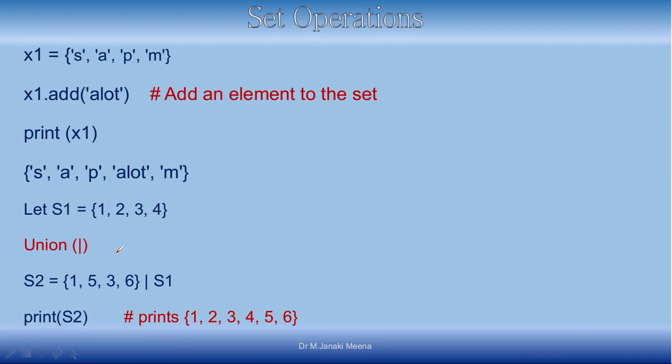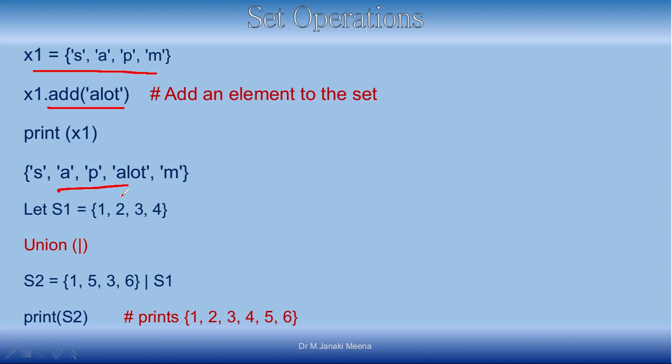The first operation we are going to see is the add operation. So what the add operation does is add an element into a set. So let us assume that there is a set x1 with 4 characters, what we saw previously. Now when I say x dot add allot, totally there will be 5. Since it is unordered, it may not be the same when you try on your machine.